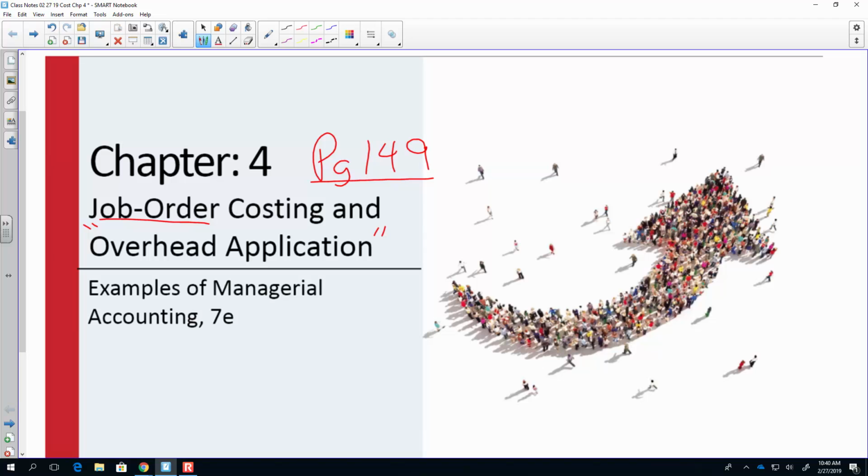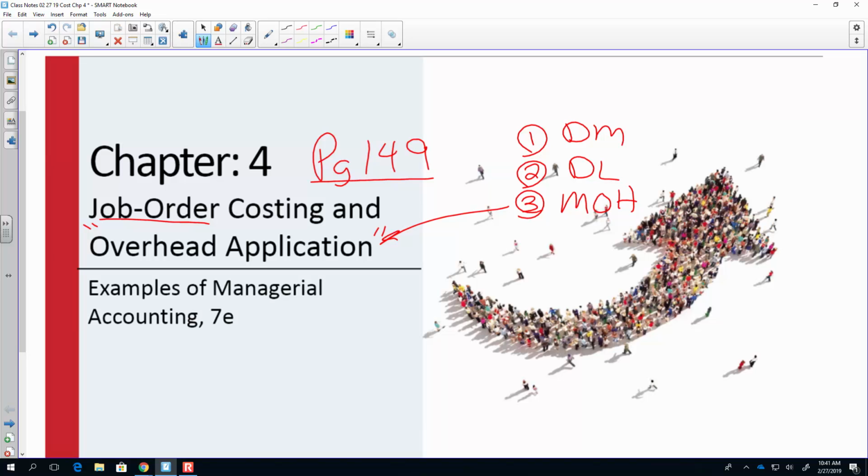So if you remember, we have 3 parts to our product cost: materials, labor, and manufacturing overhead. Well, we're going to basically apply that overhead to WIP. And how do we do that?